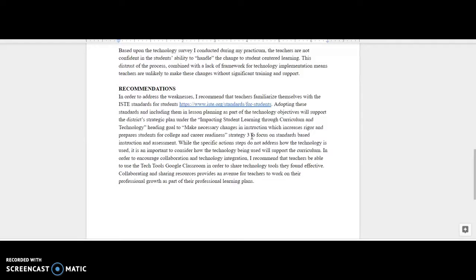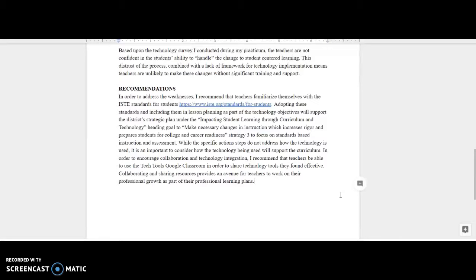And this would fall under the district's strategic plan under the impacting student learning through curriculum and technology goal. And we're in our third strategy to focus on standards-based instruction and assessment. So we're using standards-based instruction and assessment for our lesson plans, but we're not using any standards to assess our technology. We don't have any specific action steps to address this, and I think this is an important change that we need to make to help move our students on to that next level of being more student-centered in our instruction, to being mindful of how we're using technology.